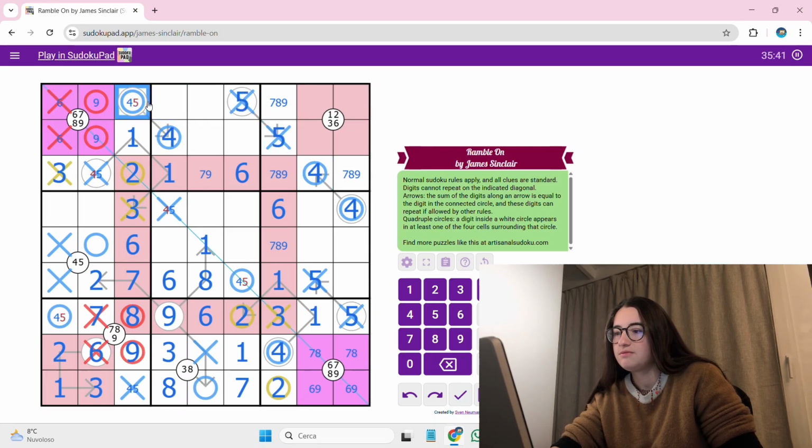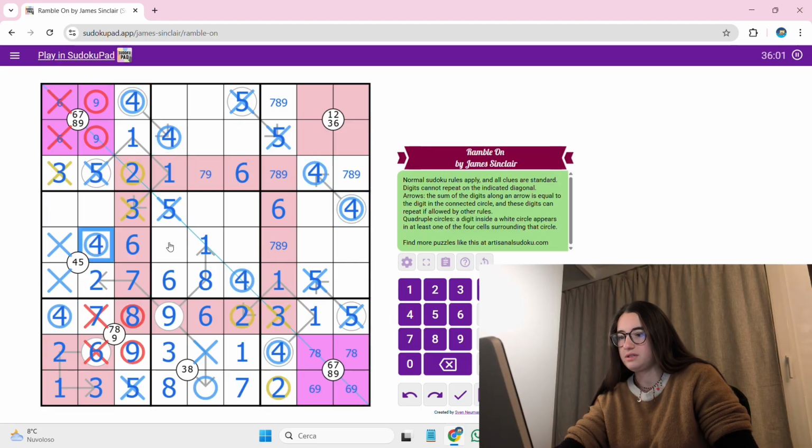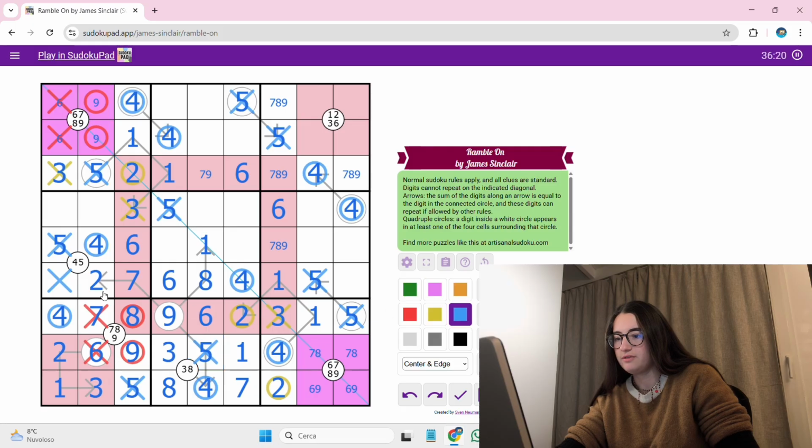Basically all of them. 4, 4, 5. No, 4. I misclicked. Yes. 5. I think that's it. The 4s are 1, 2, 3, 4, 5, 6, 7, 8, and 9. Now we placed all the 4s. We need it here. Not the 4, the 5. And then 5, 5, 5. Okay.